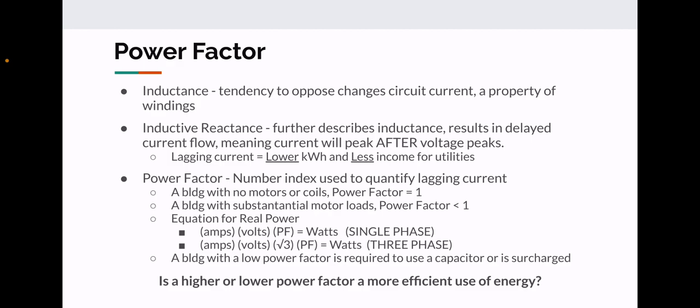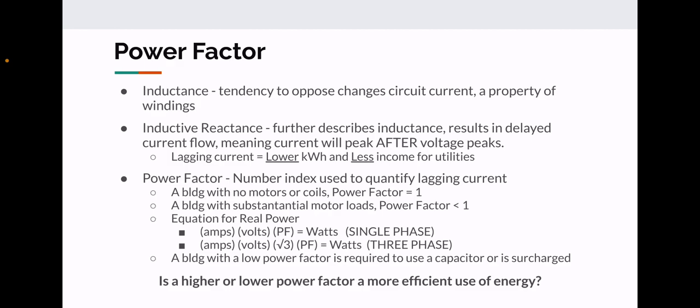The definition of power factor is a number index used to quantify this lagging current. So a building that has no motors or coils would have a power factor of 1. There's not any lag going on. A building with substantial motor loads is going to have a power factor less than 1. The equation you're going to use for finding the real power is, once again, different between single and three-phase. You're going to be multiplying amps times volts times your power factor, and that's going to equal watts.